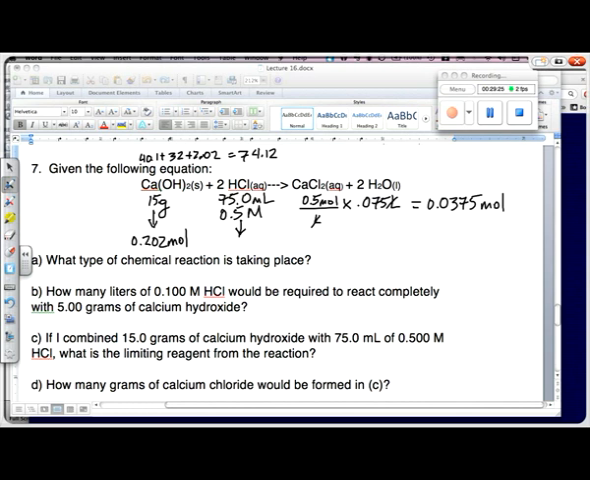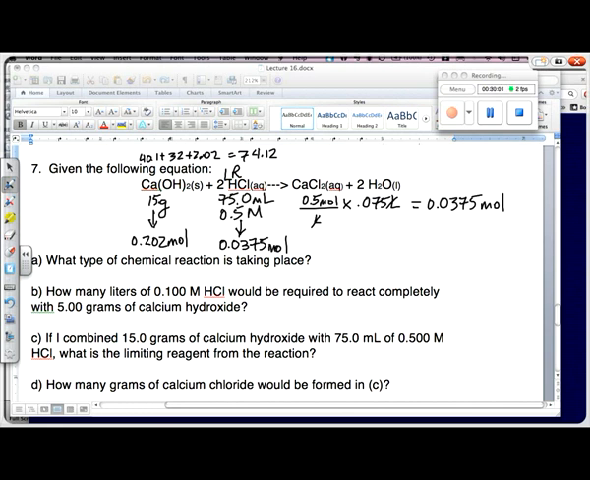Okay, so I think it's obvious which one is the limiting reactant before I even divide by the coefficients, because that will be divided by 1, the 0.202 divided by 1 versus 0.0375 divided by 2. The HCl is the limiting reactant. The 0.0375 will be an even smaller number. You know that I don't like to write that number down because I don't use that number, it just tells me which one is limiting. All right, so this is my limiting reactant.